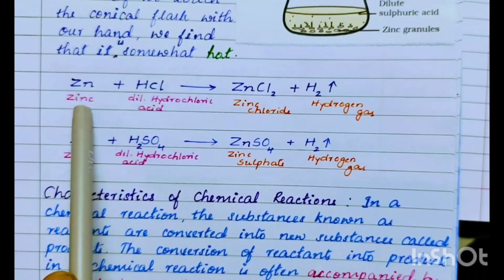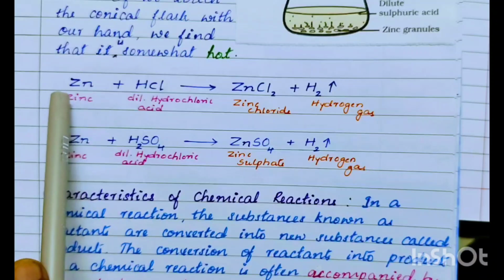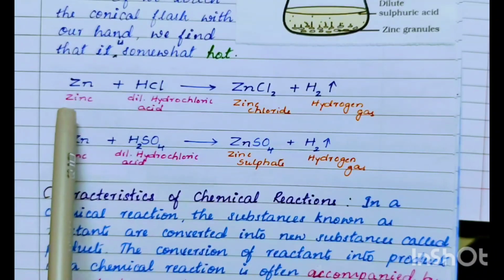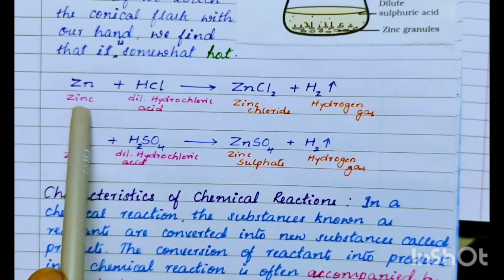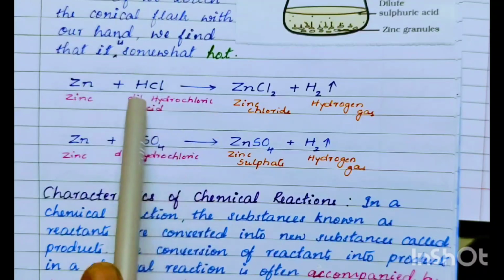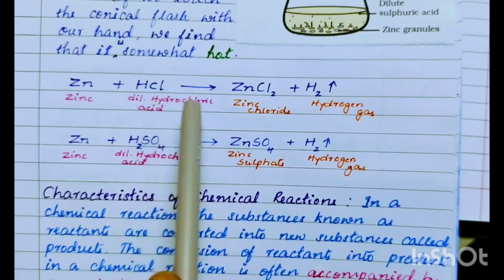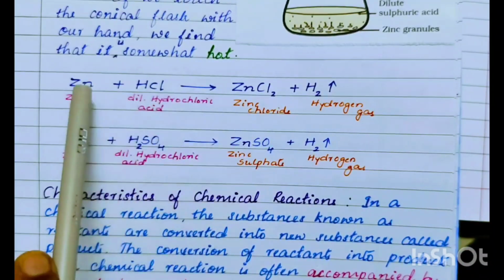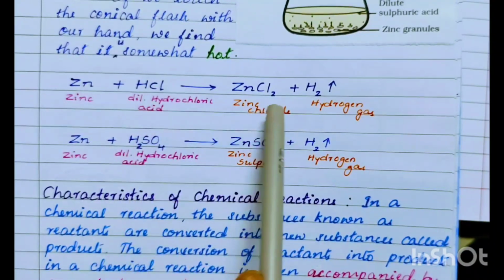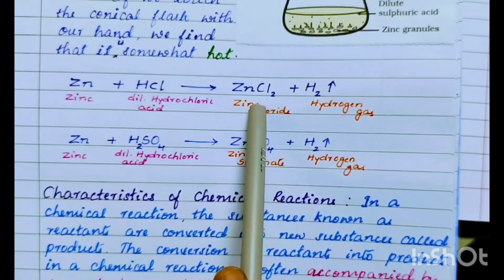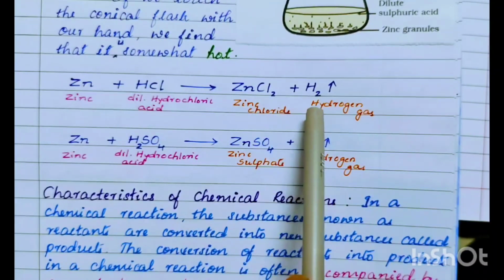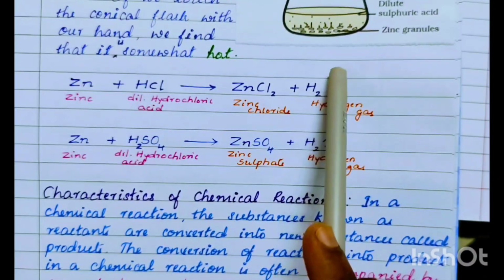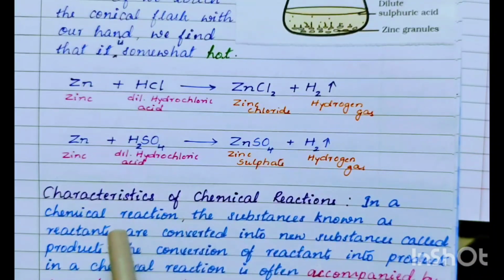Zinc's symbol is Zn. So when this Zn reacts with hydrochloric acid, that is written as HCl, we'll get two new products. When these two reactants are reacting, we'll get two new products. One is zinc chloride, ZnCl2, and hydrogen gas. This arrow mark represents that it is a gas.